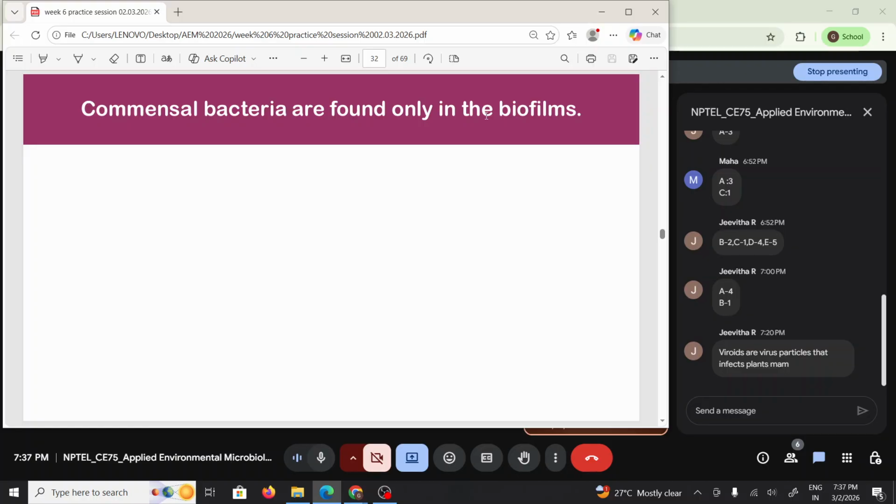The next statement again is a true or false statement. You just have to tell if commensal bacteria are found only in the biofilm.